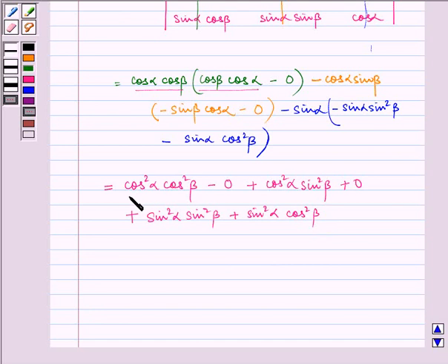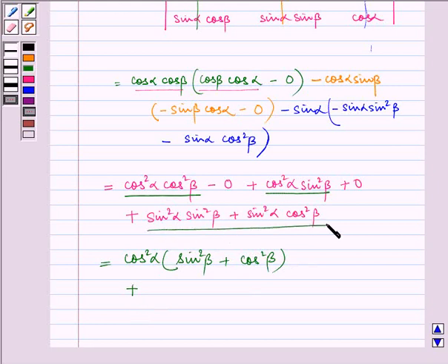Now, taking cos square alpha common from these two terms, we get cos square alpha multiplied by sin square beta plus cos square beta. Plus, now taking sin square alpha common from these two, we get sin square alpha multiplied by sin square beta plus cos square beta.